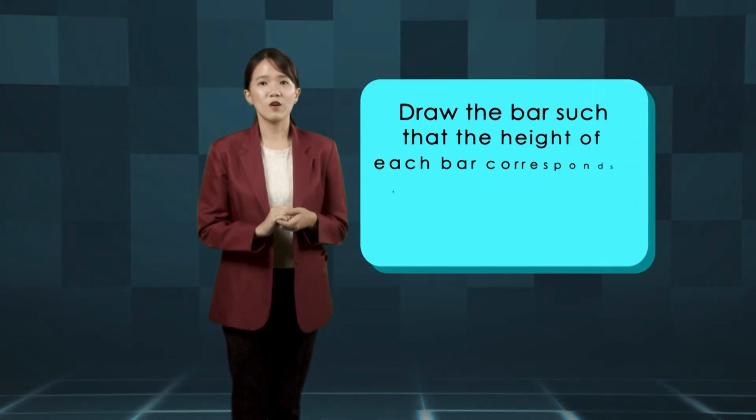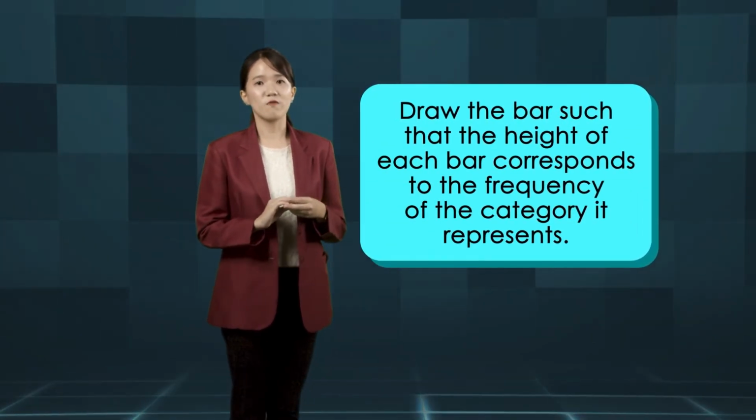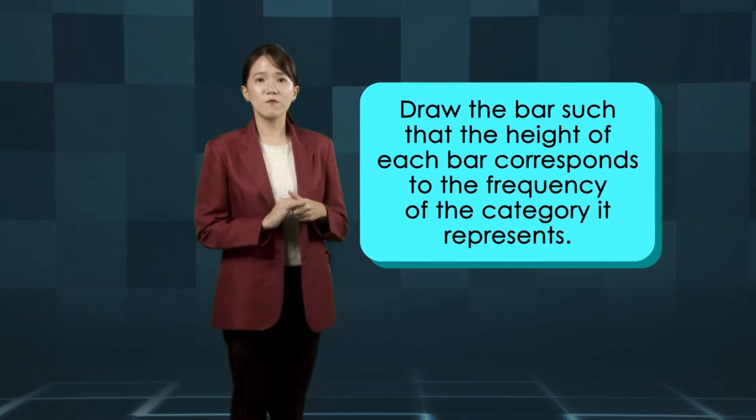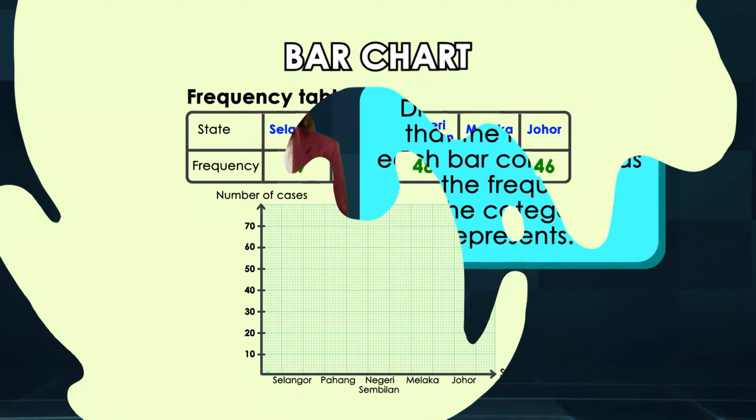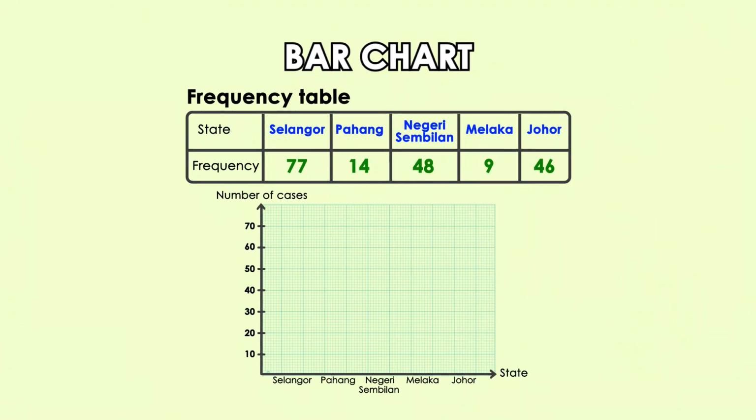Boys and girls, do you remember what step 3 is? Yes, you are correct. Step 3 is to draw the bar such that the height of each bar corresponds to the frequency of the category it represents. Selangor recorded 77 cases. So, draw a bar of 77 minor divisions long. Now, we have completed one bar to represent 77 COVID-19 cases in Selangor. Leave a space of one major grid.